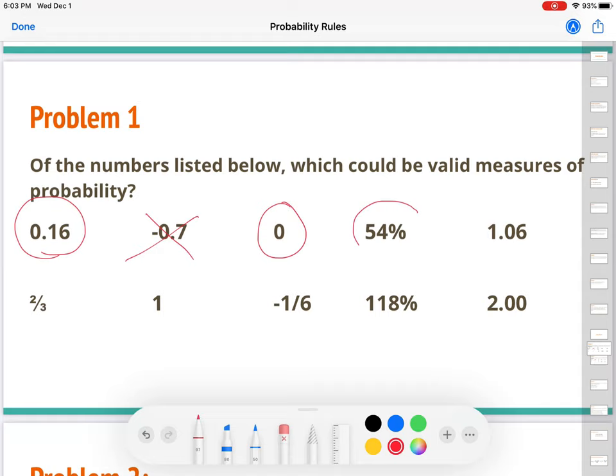54% is kind of like 0.54. Oh, we're over 1. Two-thirds. There are a lot of different ways, you know, we could do a decimal, a fraction, or a percent. One. No negatives. Not over one. That would be 1.18 and not 2. So of those, five were the correct options.